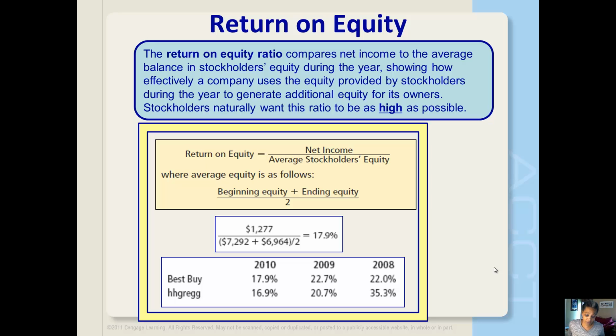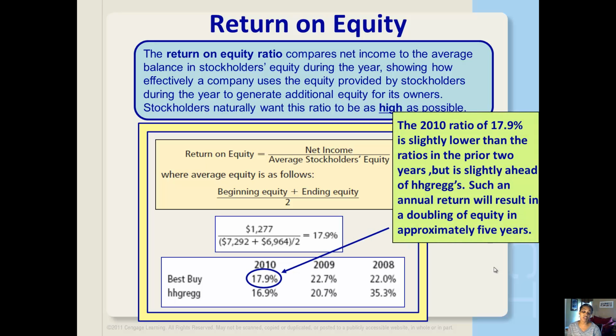The return on equity ratio compares net income to the average balance in stockholders' equity during the year. So that shows how effectively a company uses the equity provided by stockholders during the year to generate additional equity for its owners. So stockholders naturally want this ratio to be as high as possible. So now looking at Best Buy again, in 2010, their return on equity ratio was 17.9%, which again was down from 2009, but it's better than H.H. Gregg.